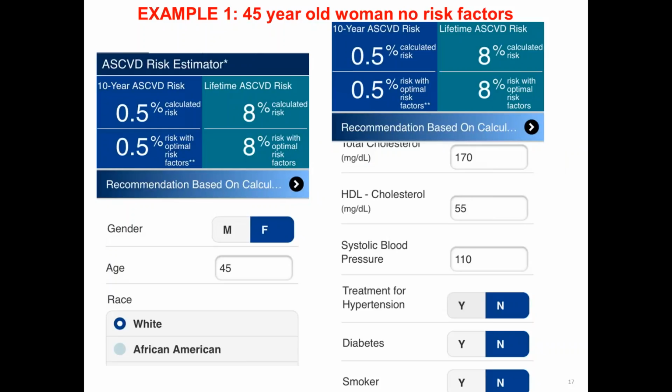And so this is example 1 I have of a 45-year-old woman with no risk factors. So she does not have diabetes, she's not a smoker, she does not have high blood pressure, she is Caucasian.